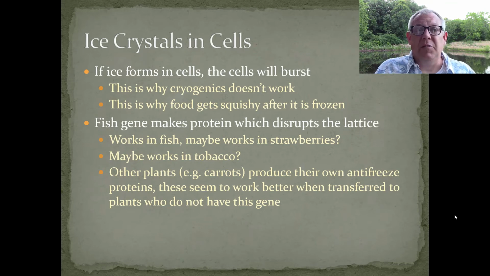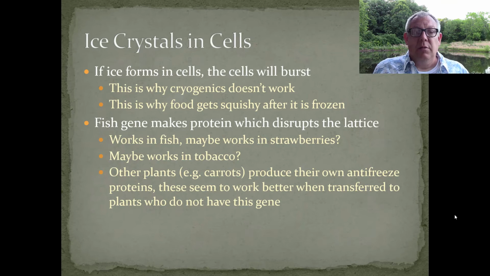That's why cryogenics doesn't work. That's why you can't freeze somebody and then thaw them out later, because the ice crystals in their cells will cause all their cells to burst. This is why food gets squishy after you freeze it and thaw it a few times. You put something in the freezer and you thaw it, then you put it back in the freezer and you thaw it, and then you eventually eat it. The food gets real squishy because those ice crystals are breaking down the cell walls.